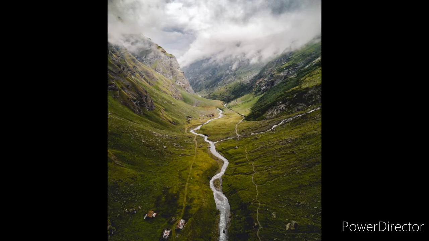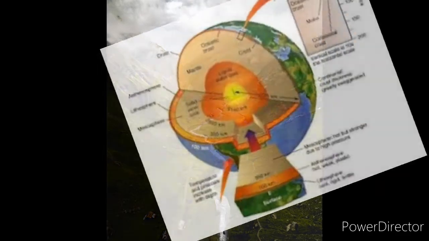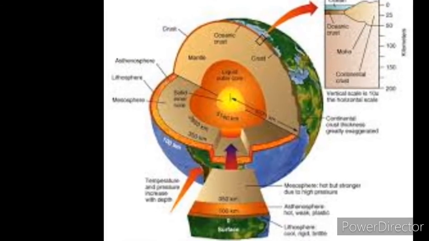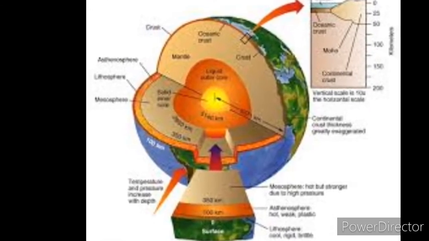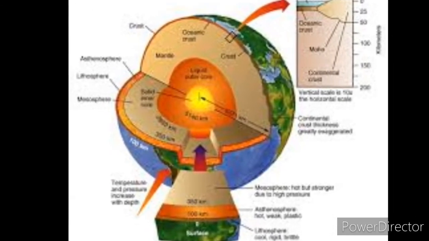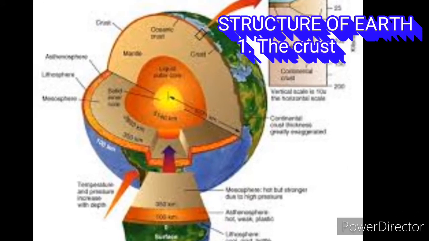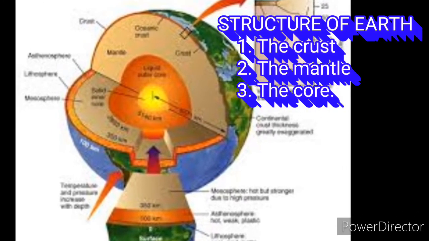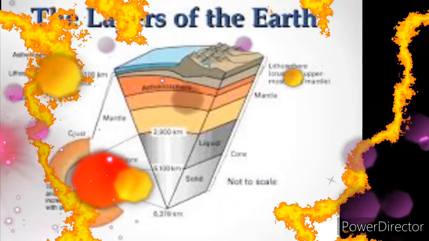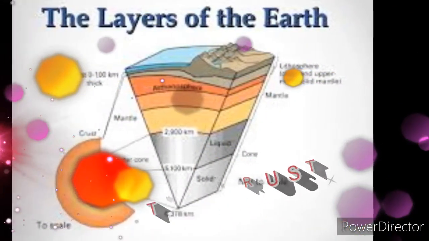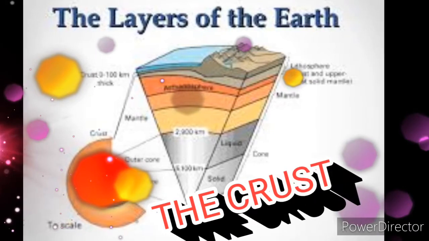What is the earth made up of? On the basis of the study of earthquake waves, the spherical earth is found to have three concentric layers. They are the crust, the mantle and the core. Next we will see about the crust.